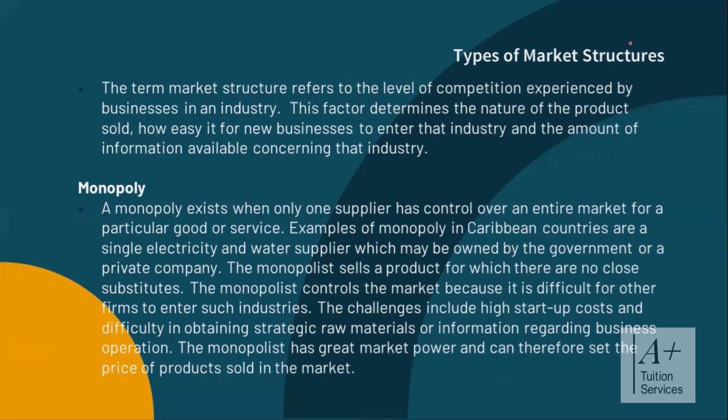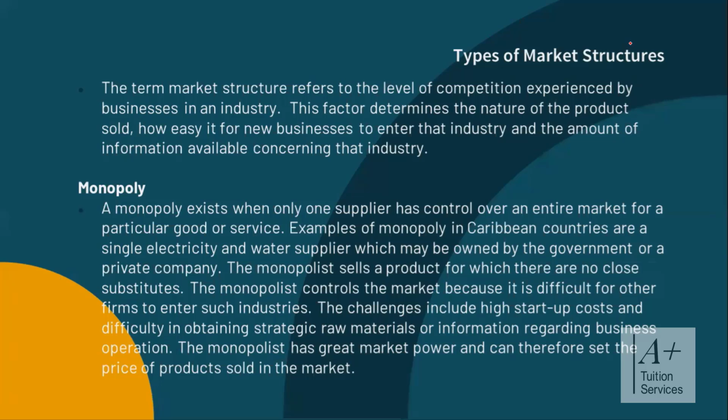So something that we need to move on to besides the whole marketing idea, we need to look at the structures of market, and this will determine how products are distributed, how items are sold, why it is priced this way, and so forth. So the term market structure refers to the level of competition experienced by businesses in an industry. This factor determines the nature of products sold, how easy it is for new business to enter the industry, and the amount of information available concerning that industry. So the market structure will determine how much profits are made, how a product is distributed, how it is sold, how it is designed, and the competition.